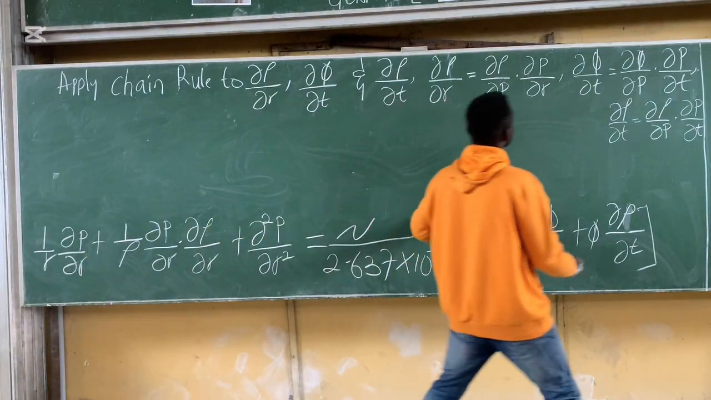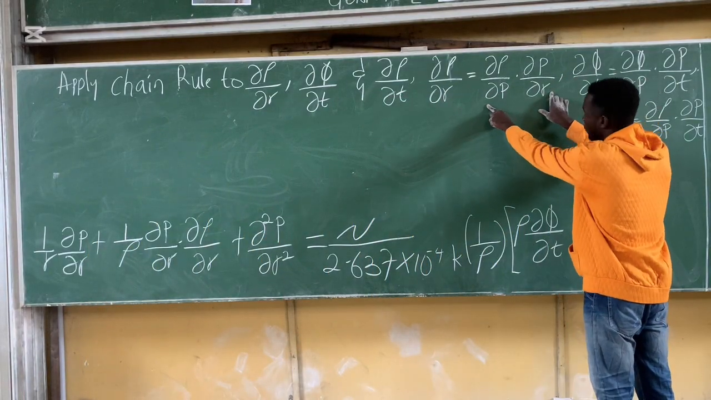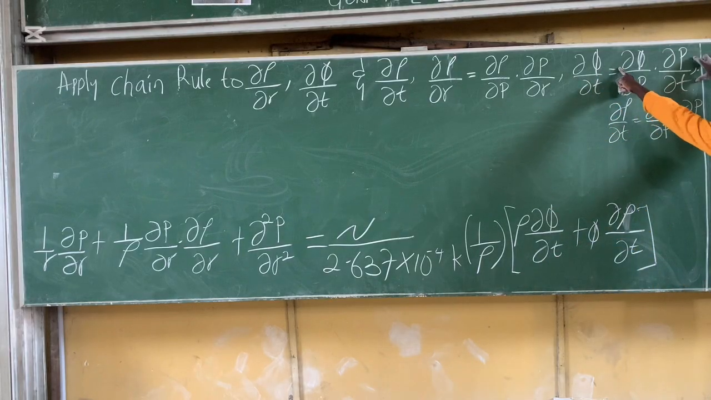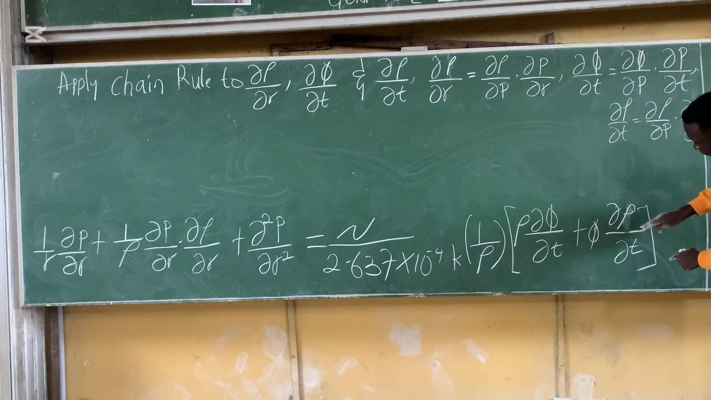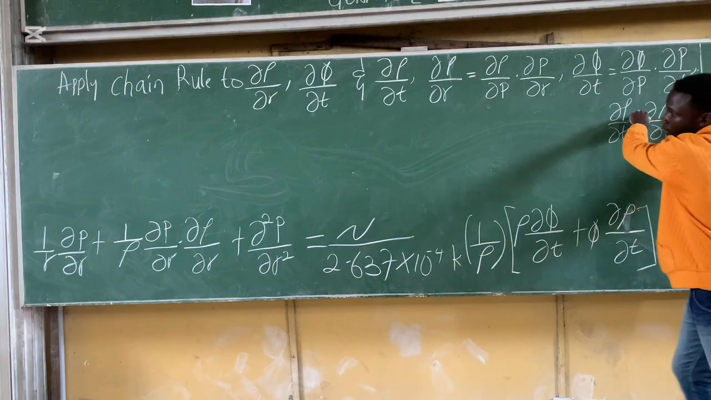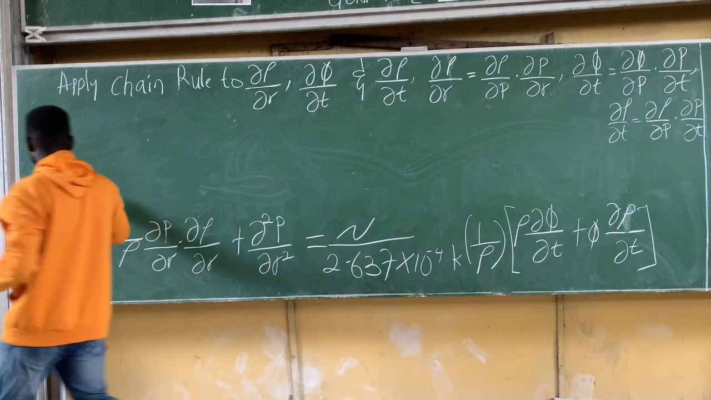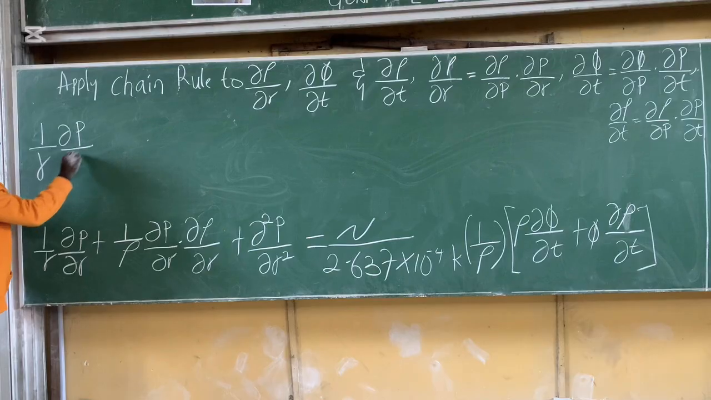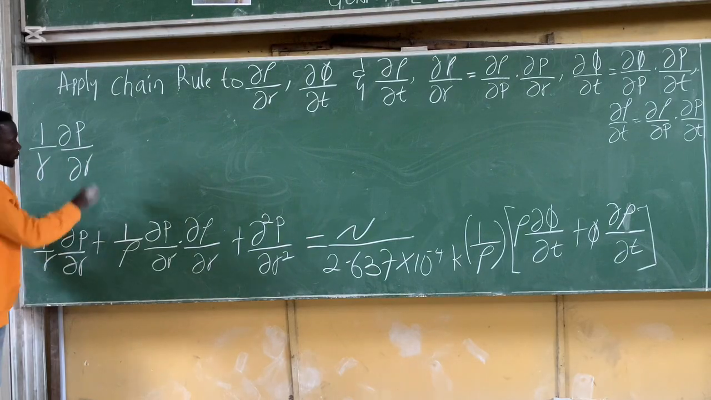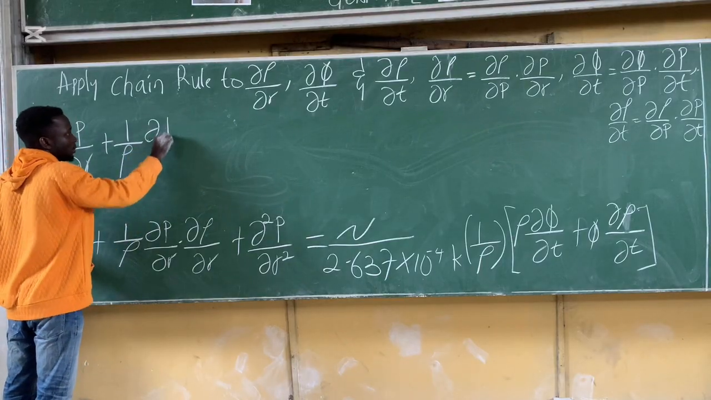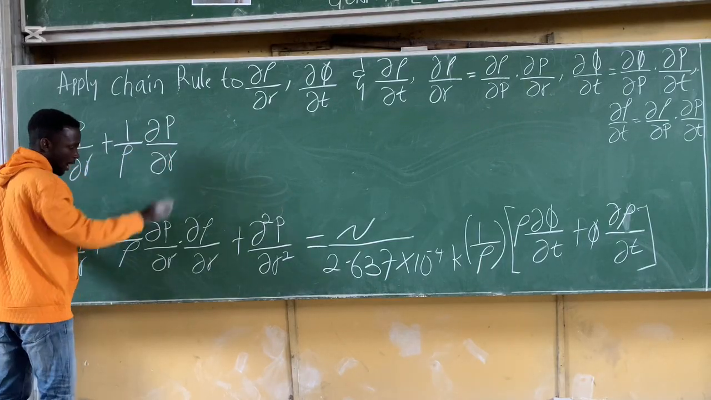So the next step now is to substitute in place of dρ over dp. We are going to substitute this equation that we got from chain rule. In place of dφ dt, which is this point, we are going to substitute this equation we got from chain rule. In place of dρ dt, we are going to substitute this equation we got from chain rule. So if we do that, we are going to have 1 all over rho, dp dρ plus 1 all over rho dp all over dρ.